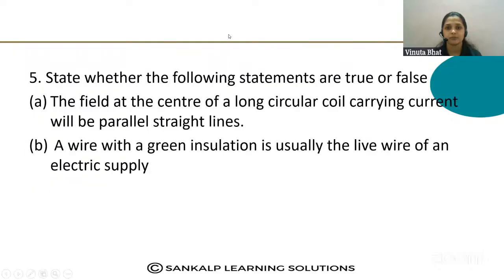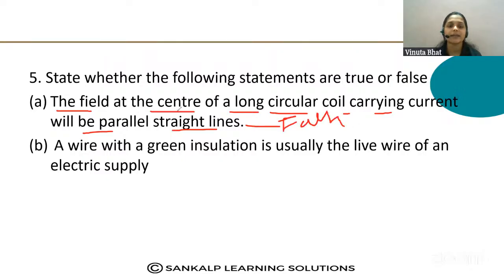Next question. State whether the following statements are true or false. Okay, you just have to write whether the sentence is true or false. The field at the center of the long circular coil carrying current will be parallel straight lines. So this is false.